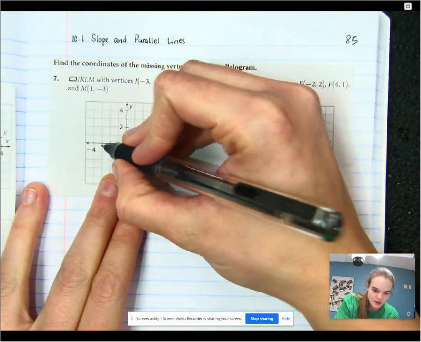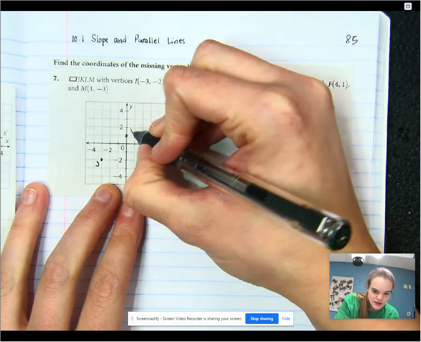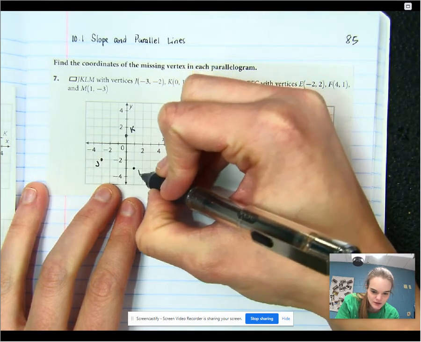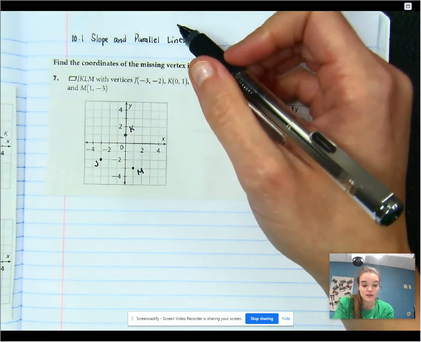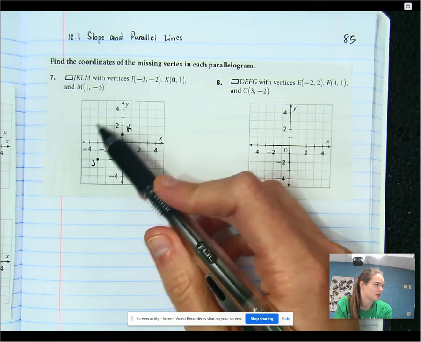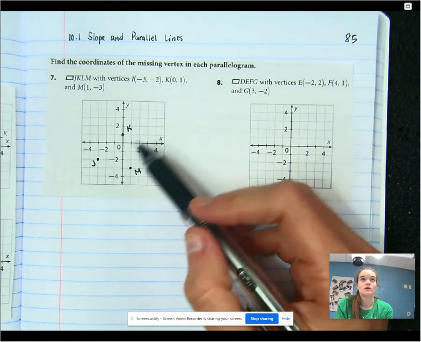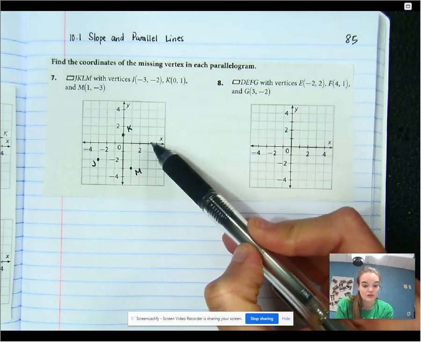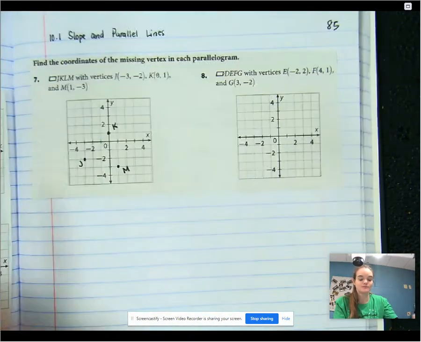Okay, so -3, -2 is J, 0, 1 is K, 1, -3 is M, and I'm going to have to find L, which is what's missing. Now, here's what you need to know, which will help you, because if you're like me, you're thinking, well, L could be over here, it could be over here, it could be over here. No, it's the order they say it in. You go clockwise. I really had to think about that. Okay, so it goes from J to K, so J to K to L to M. So that means L has to be over here somewhere. So it goes clockwise. So you connect them in that order.